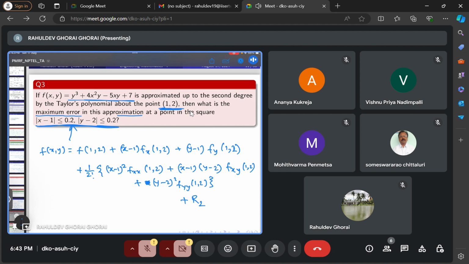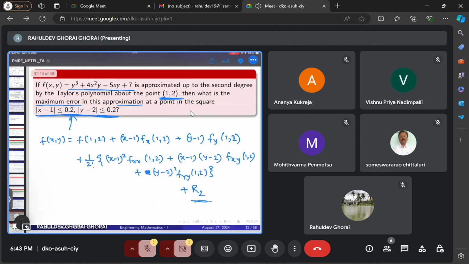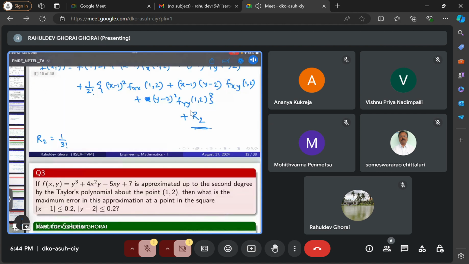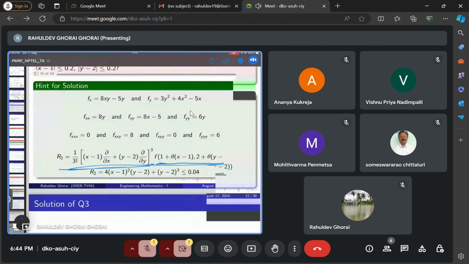So you have taken up to second degree. Now there will be an error. So that R2, we know what it is, right? R2 will be nothing but 1 over 3 factorial, right? We have already written this, so we don't need to check. So R2 will be 1 over 3 factorial times this quantity, evaluated at 1 plus theta times x minus 1, and 2 plus theta times y minus 2.